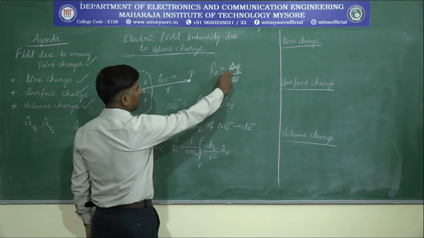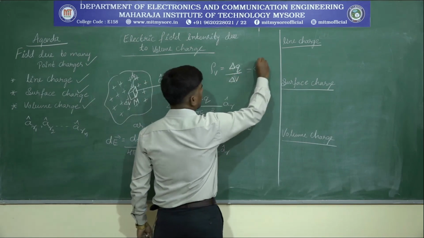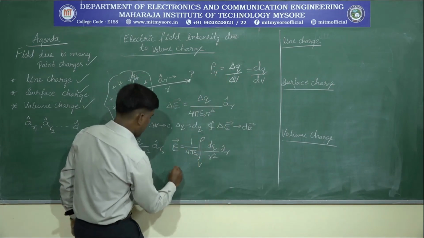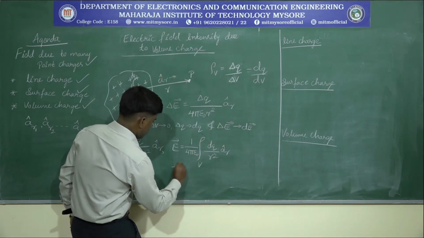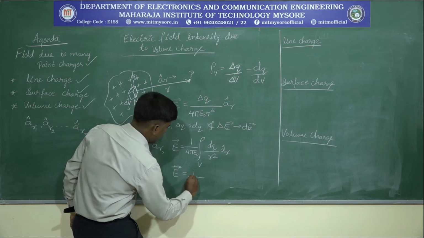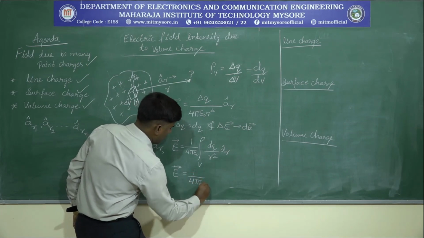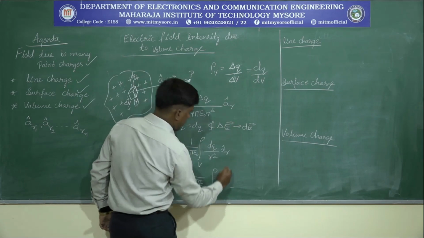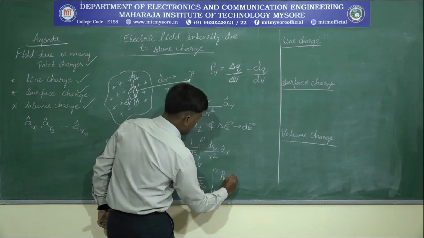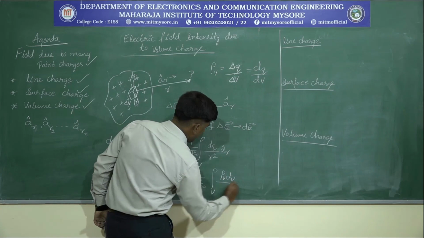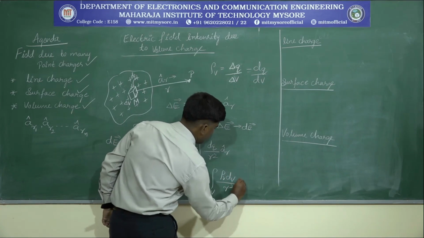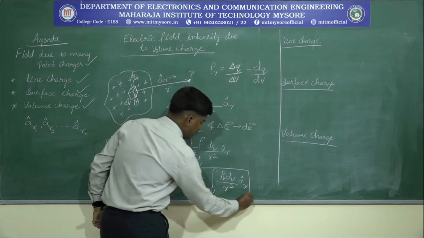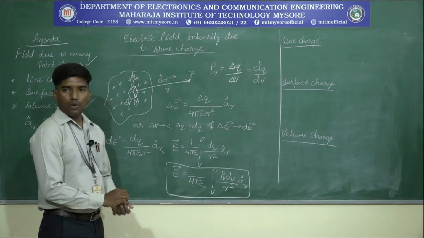We know that dq is equal to rho v into dv. So the overall electric field intensity is equal to 1 by 4 pi epsilon naught into the volume integral, where dq can be replaced by rho v into dv, divided by r square into a cap r. This is the equation for electric field intensity due to volume charge.